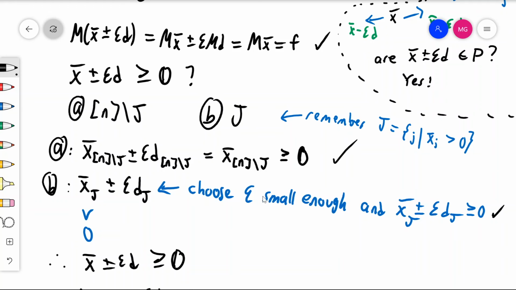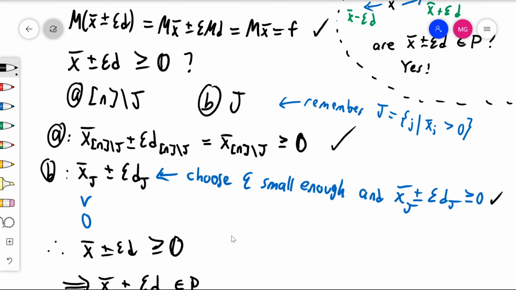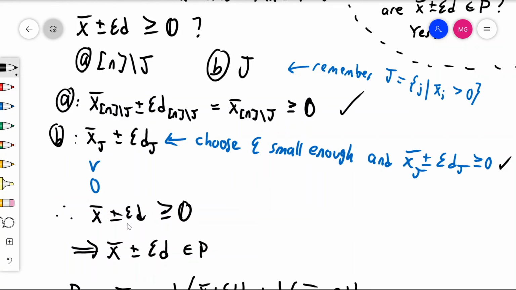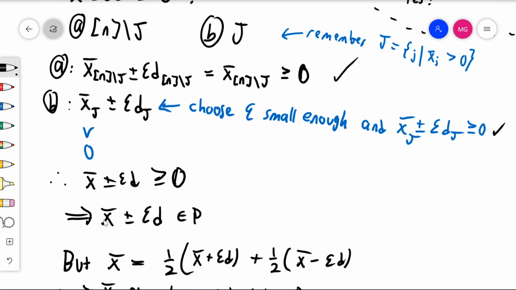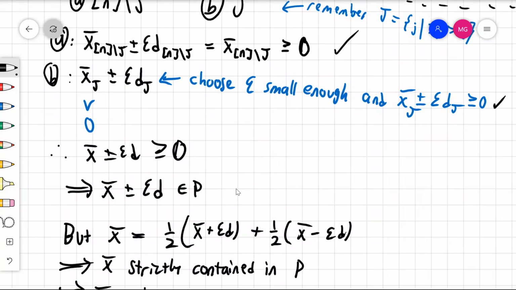Okay, so there are multiple components of j, and you're going to have to pick an epsilon that satisfies the constraint for each, and then you just choose the smallest epsilon amongst all those constraints, because that'll work for all of the constraints. That epsilon overall will work, and that'll show that x bar plus or minus epsilon times d is non-negative, because we've shown it for both the not j components and the j components. That's all the components then. So we've just shown that x bar plus and minus epsilon d satisfies the matrix equality constraints and the variable non-negativity constraints, so these points are both in the polyhedron.